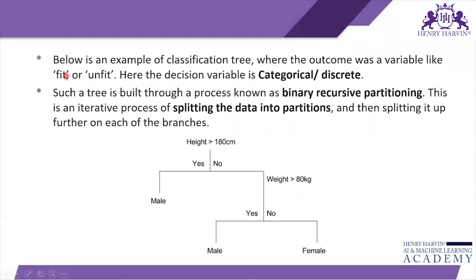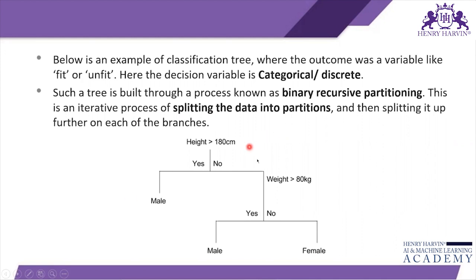Below is an example of a classification tree where the outcome was a variable like fit or unfit. Here the decision variable is categorical or discrete. Such a tree is built through a process known as binary recursive partitioning. This is an iterative process of splitting the data into partitions and then splitting it up further on each of the branches.